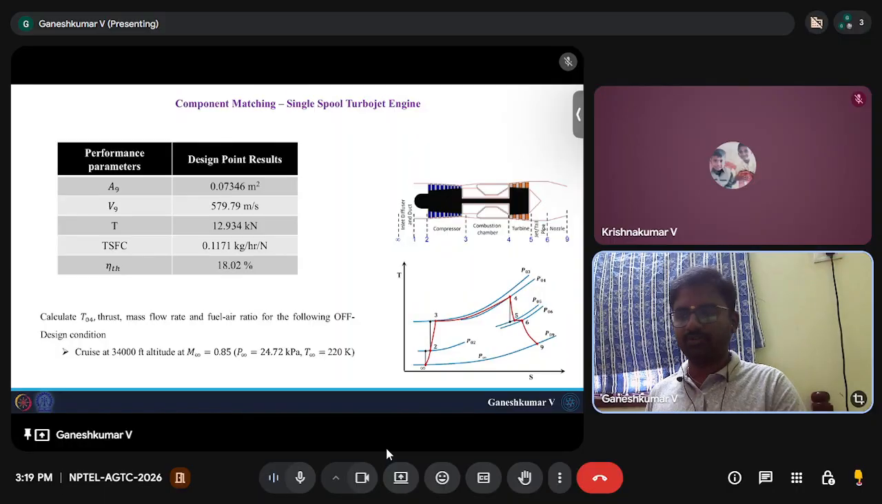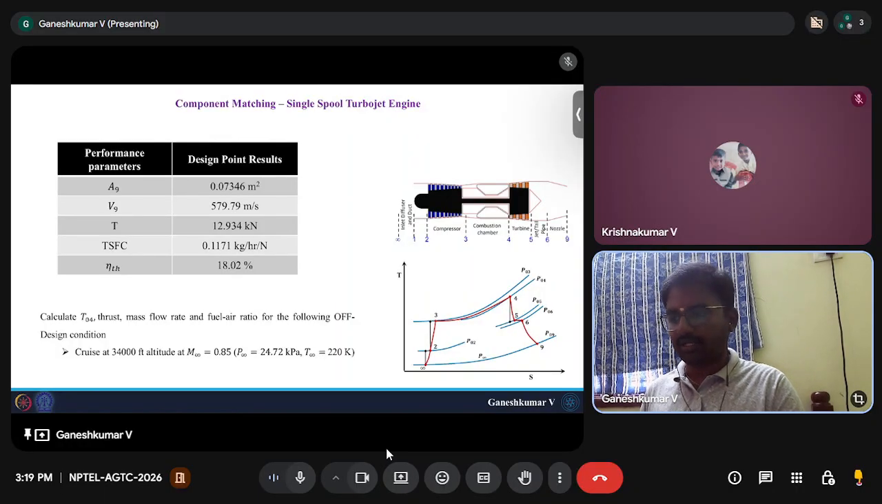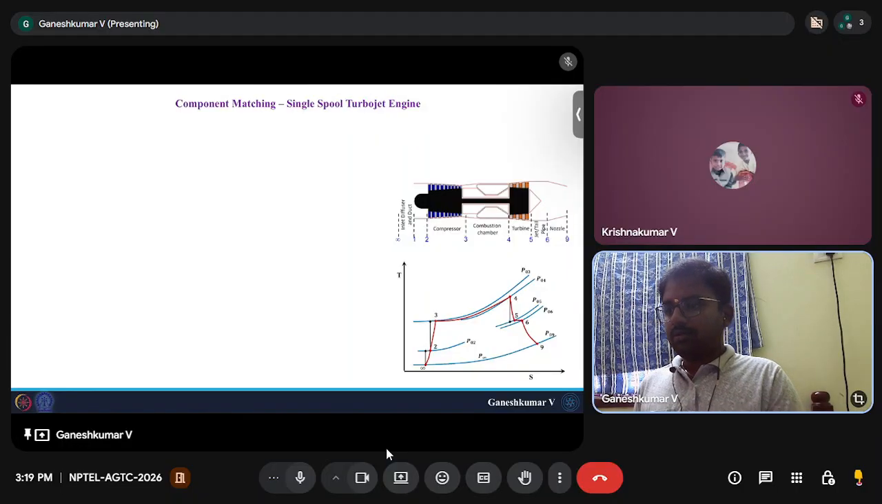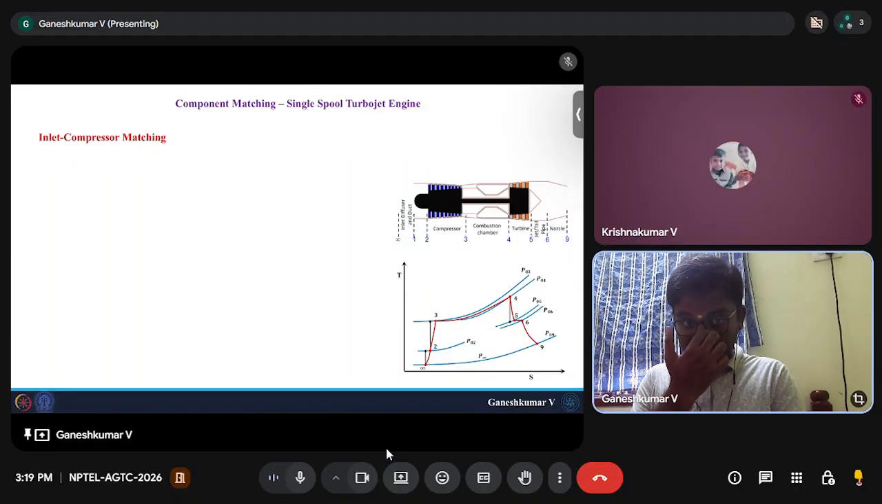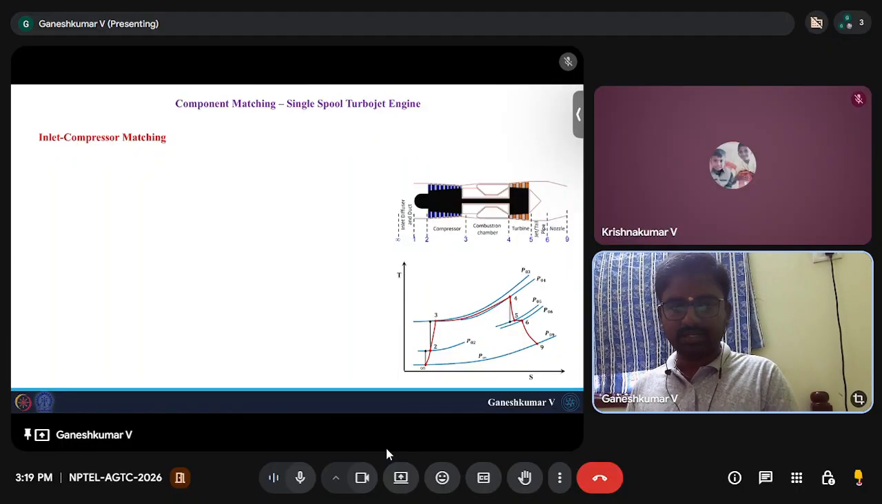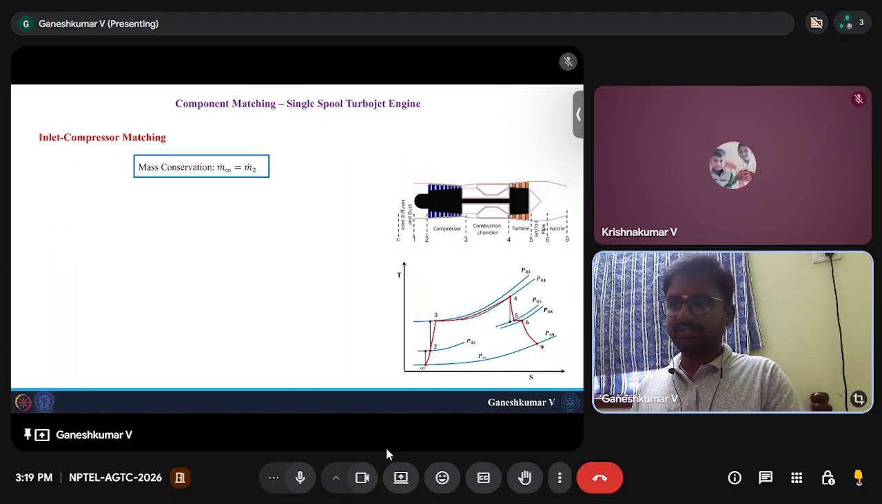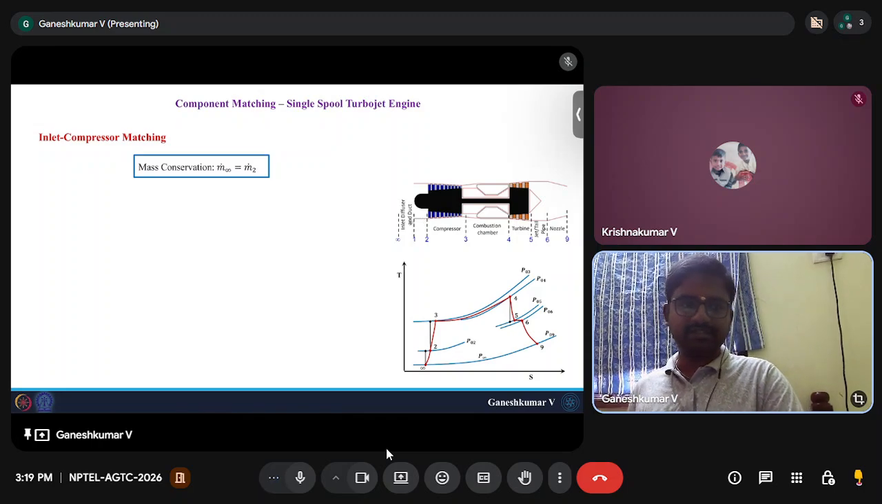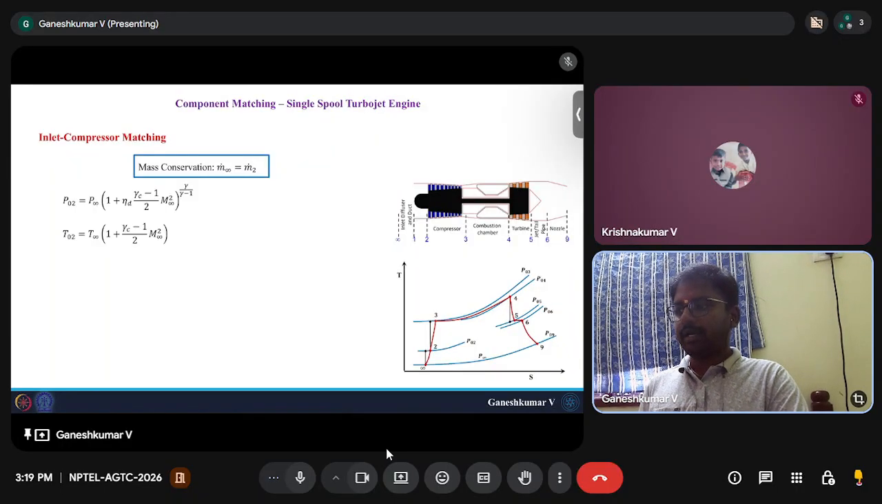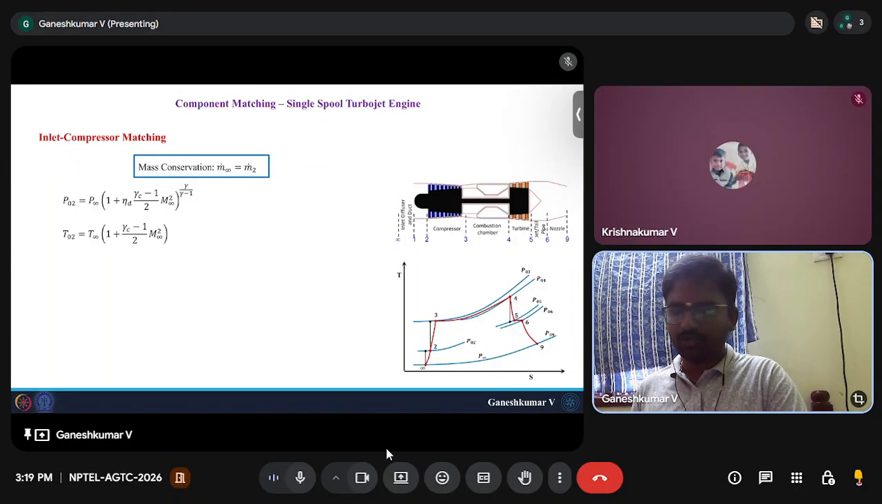So for that, we need to do this component matching analysis. Okay. All right. So first, let me present some of the equations that we studied for the sake of completeness. Okay. So first is mass conservation. M dot infinity is equal to m dot 2. Whatever enters the inlet is going to reach the compressor. Okay. This is a single spool turbojet engine. And the pressure and temperature we know how to find.